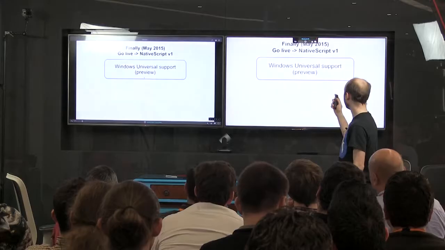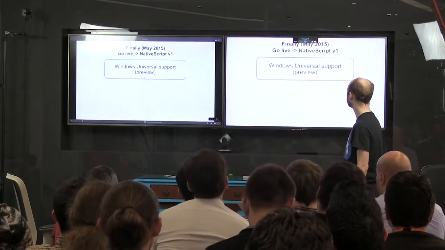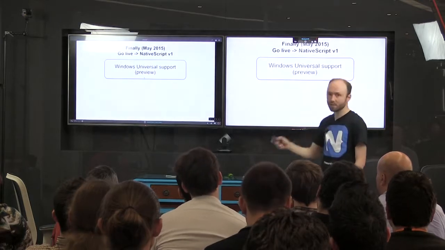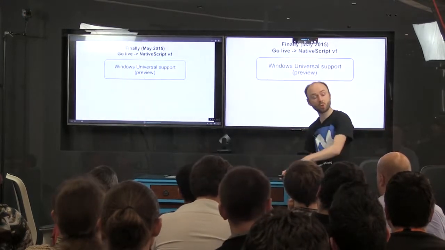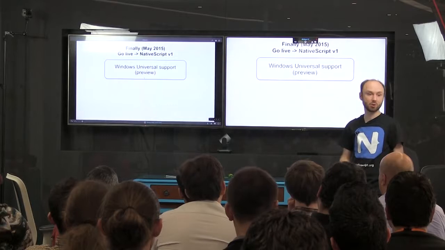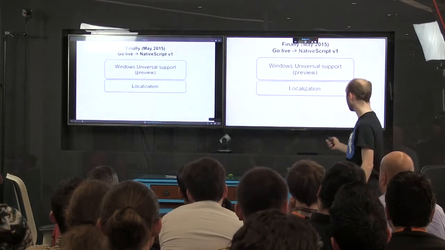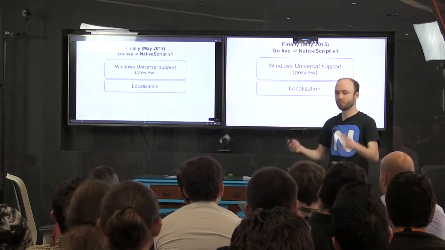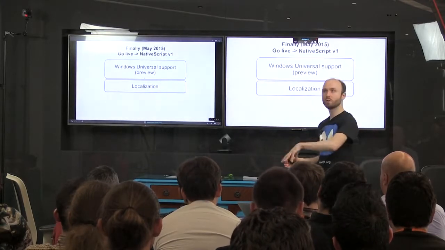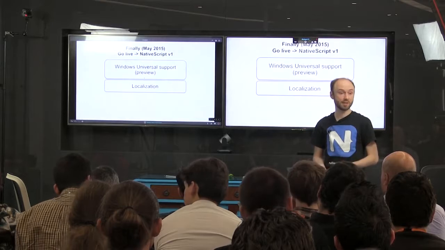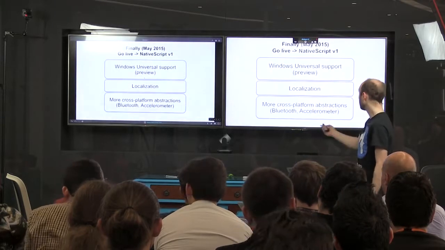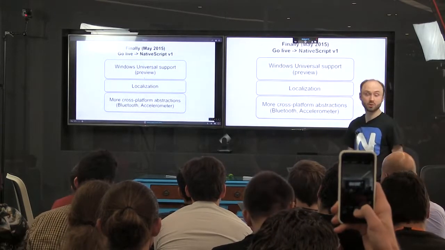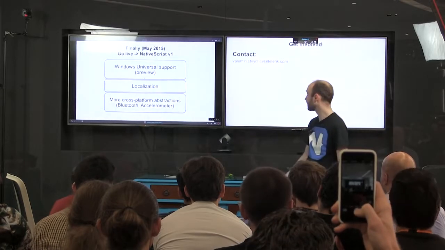So what does the future hold? In May, we're going to add support for Windows Universal. It's going to be at the preview stage, so you'll be able to start coding against it, but I wouldn't release those apps to the store just yet. We're going to add localization, which is going to be relevant to a lot of people here, where basically you'll be able to build apps with multilingual functionality in mind. And then we're going to add more of those modules, like Bluetooth and accelerometer access.